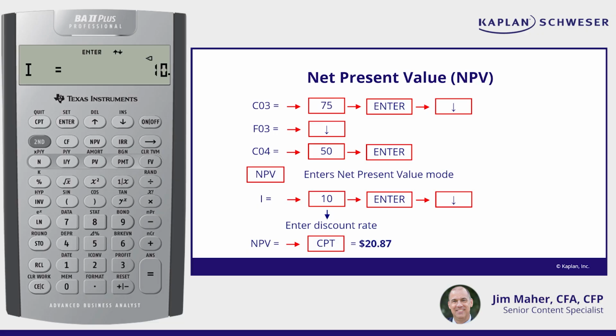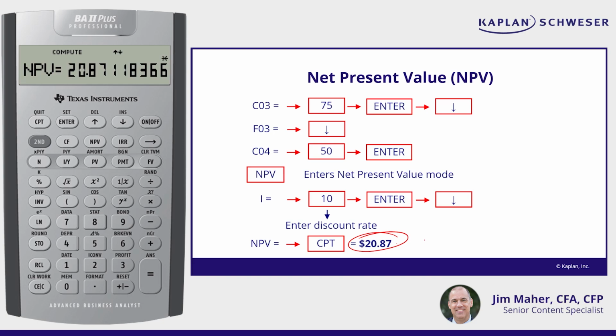And now we're going to scroll down to our NPV and say, hey, why is this 0? Well, we haven't done the computation yet. So we want to go to compute right over here in the upper left-hand corner, CPT. And we can see, hey, there's our net present value of $20.87. And we see that as a positive value.